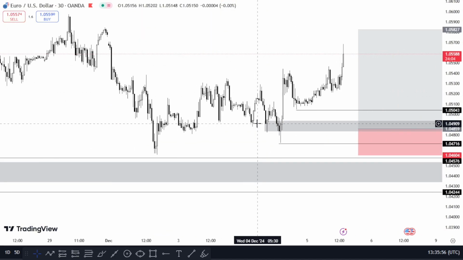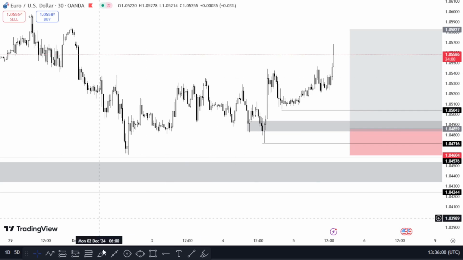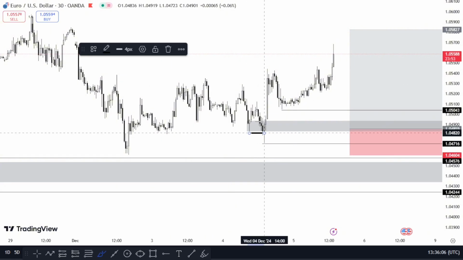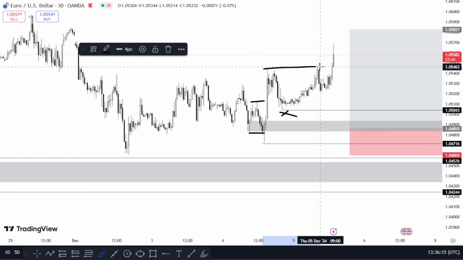So right here, you can clearly see that I have a similar pattern, and I'm still waiting for this. It can still play out. So we have a sweep, and then we have a break of structure. We have a pullback, which is this. So I'm just waiting for the market to come and take out this area, and then we have a second break of structure, which is right there.